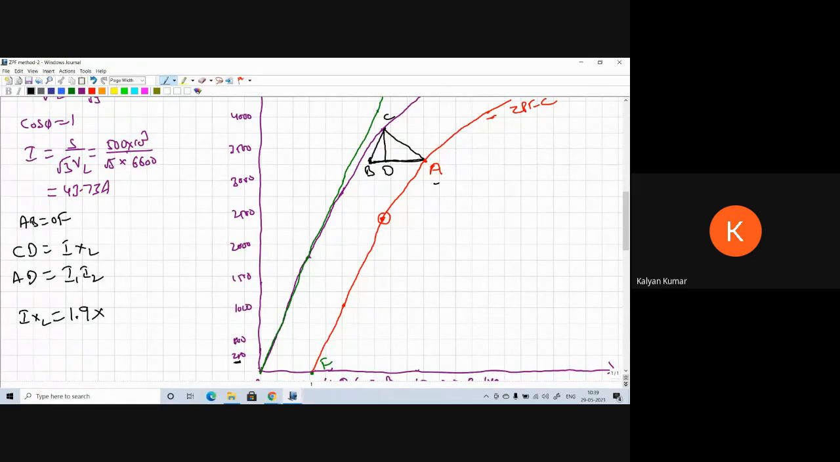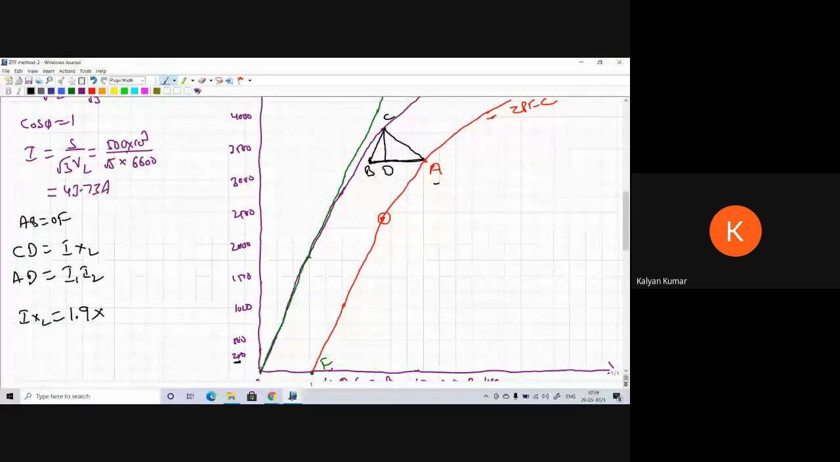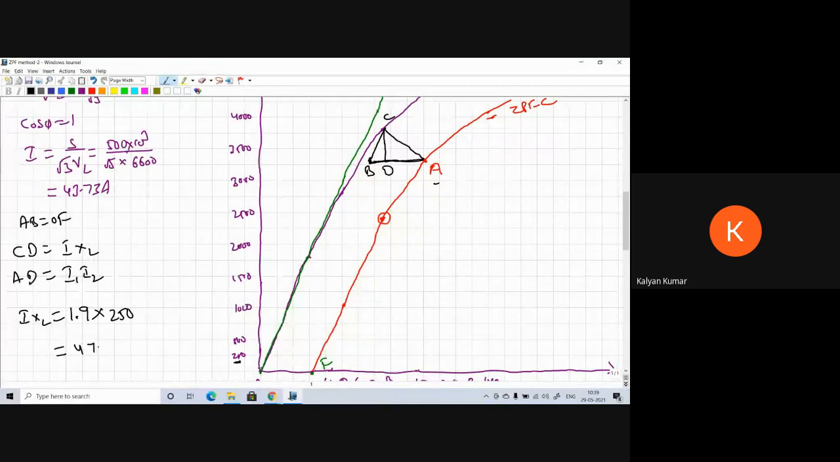250 volts, right? You took 250 volts as the scale on the y-axis, not 500? 250, sir. So 1.9 centimeters into 250 we will get 475 volts. IXL is 475 volts for me. Even if you got 400, no problem.